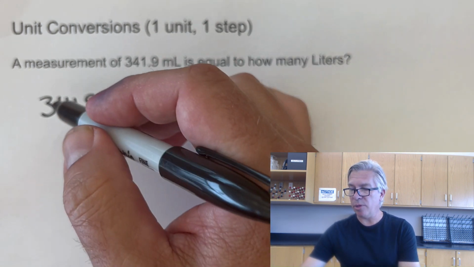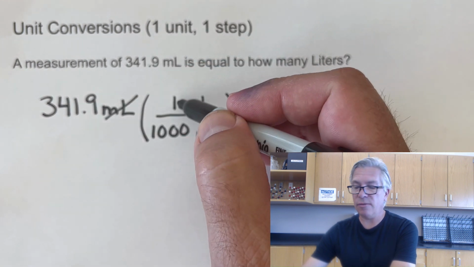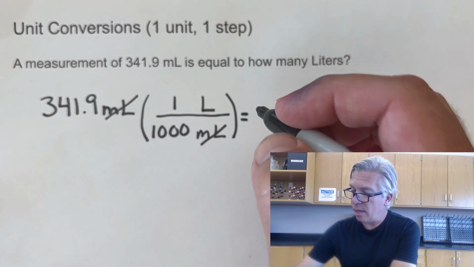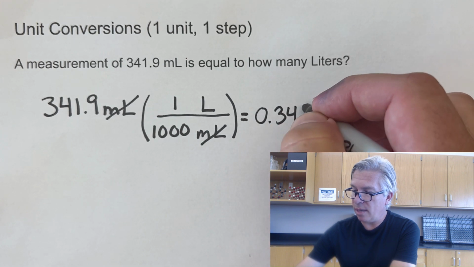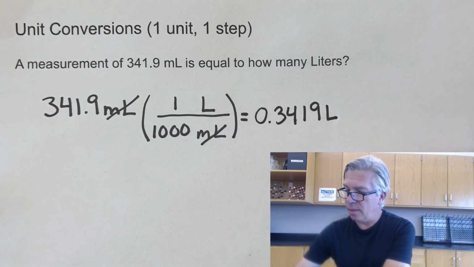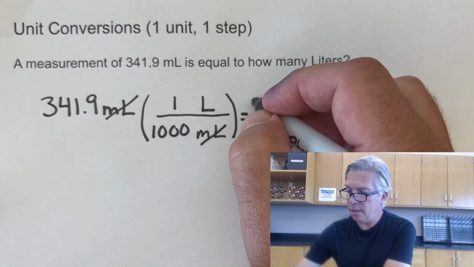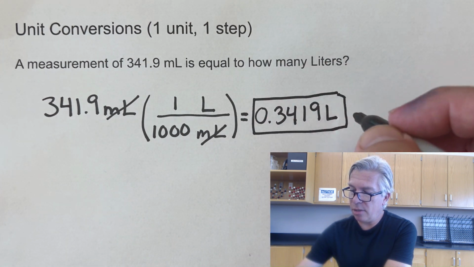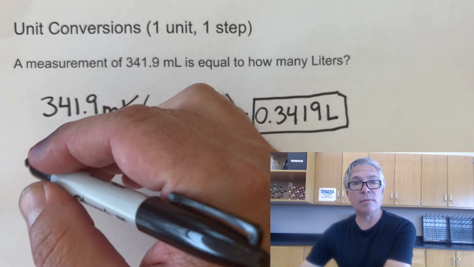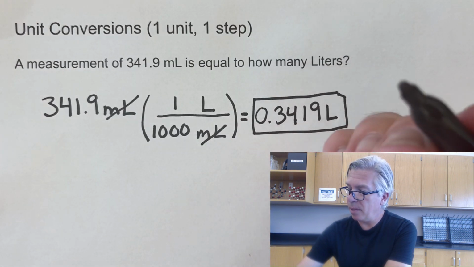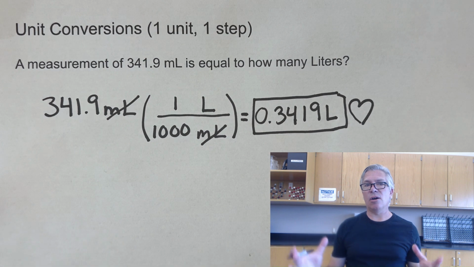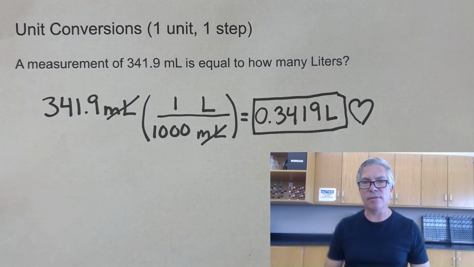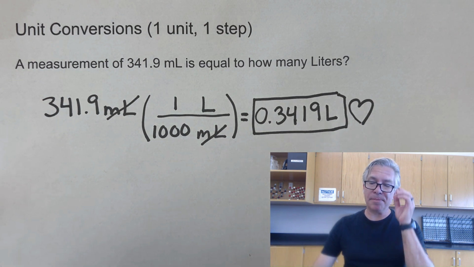So 341.9 times 1 doesn't change the value, divided by 1,000, and I will get 0.3419 liters. That's my answer. It's in the appropriate unit. It is a smaller number than I started with because now the units that I'm using are bigger, so I need less of them. And I often like to put a little box or a rectangle and a heart around it just to kind of set it off and show that I'm done with that problem.